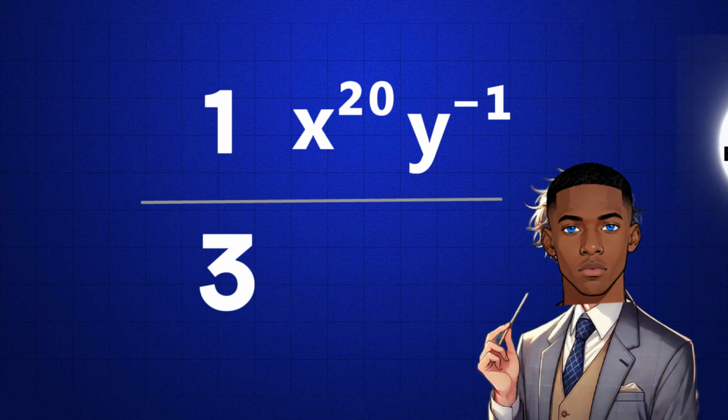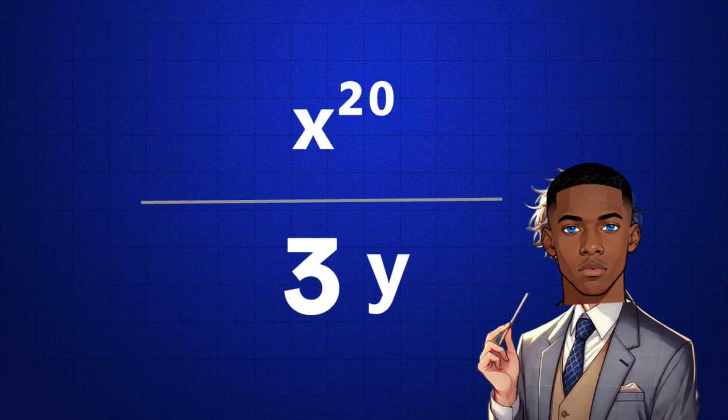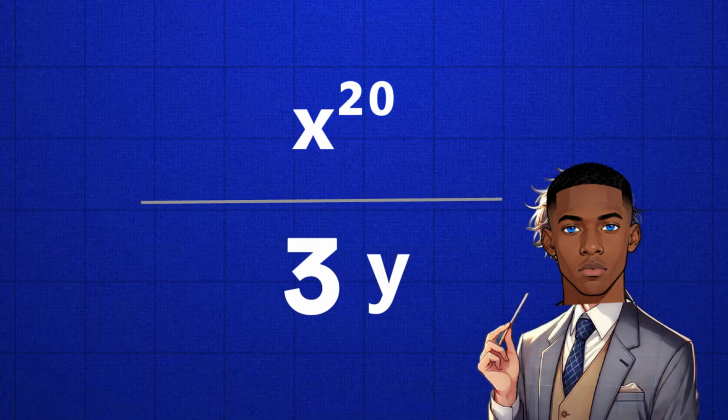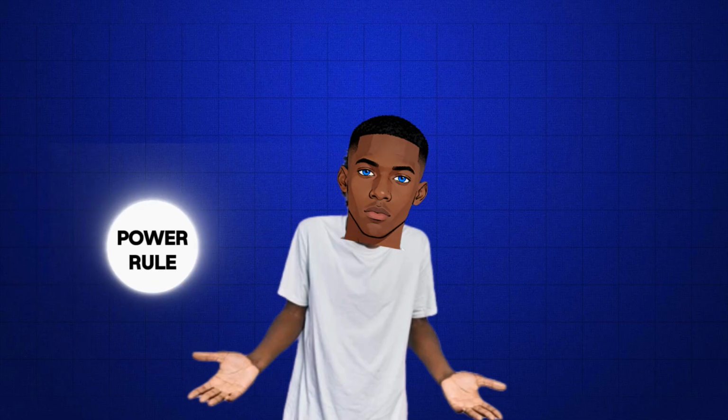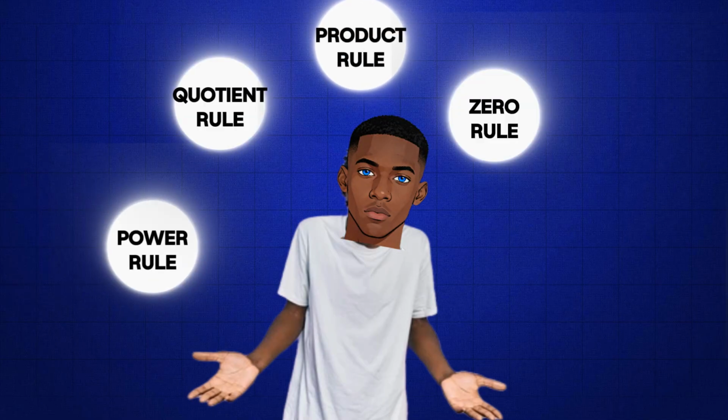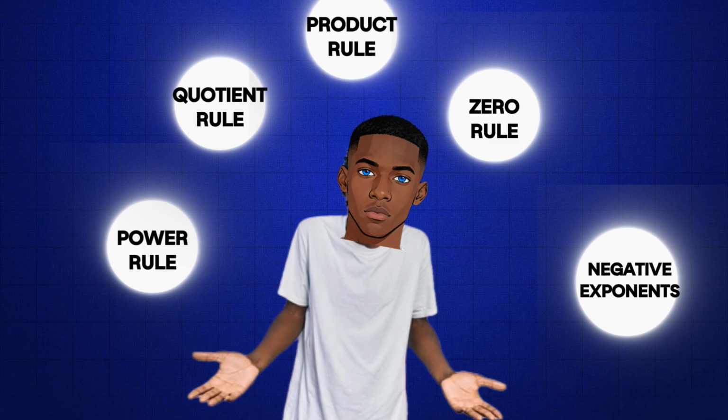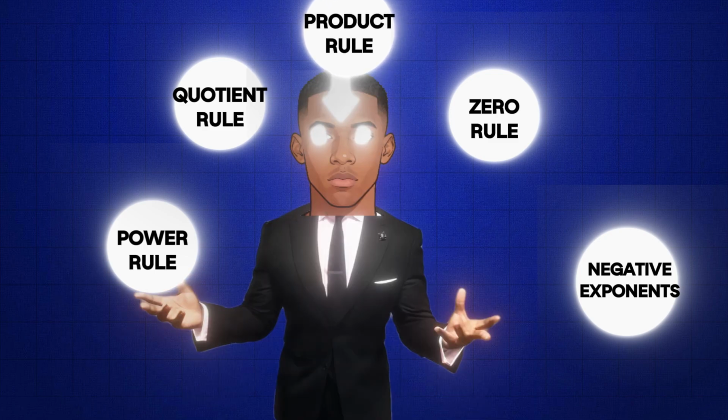The next step is negative exponent rule. Y to the power of minus 1 becomes 1 over y. Our final answer becomes x to the power of 20 divided by 3y. That's it. You just use power rule, product rule, quotient rule, negative exponent rule to solve this question. You're officially in the avatar state.